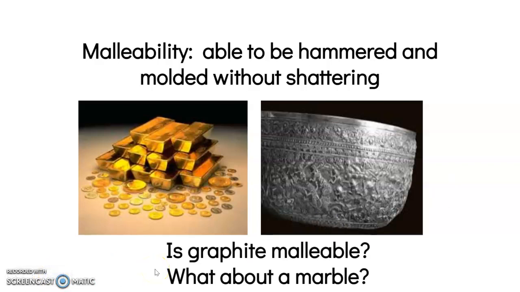So graphite is what is used in like lead pencils that you write with. And also marble, think about like sculptors use marble. So that would be malleable. Because again, malleability is the ability to be hammered and molded without shattering. Marble technically is pretty fragile, but it can be molded, it can be sculpted. So think of sculptors with their marble. And also metals are malleable as well.